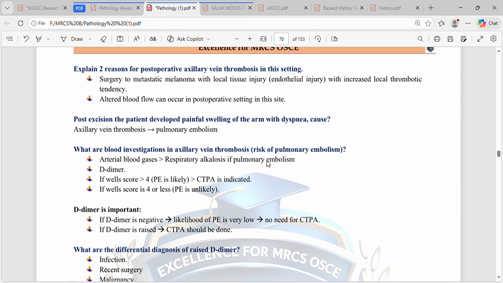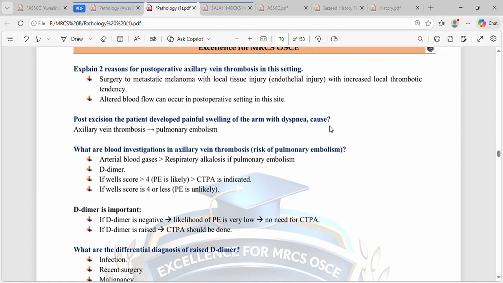Surgery to metastatic melanoma with local tissue injury, for example, endothelial injury, with increased local thrombotic tendency. Altered blood flow can occur in the postoperative setting at this site, and malignancy itself always provides a procoagulant or hypercoagulable state. Post-excision, the patient developed a painful swelling of the arm with dyspnea, caused by axillary vein thrombosis plus pulmonary embolism.